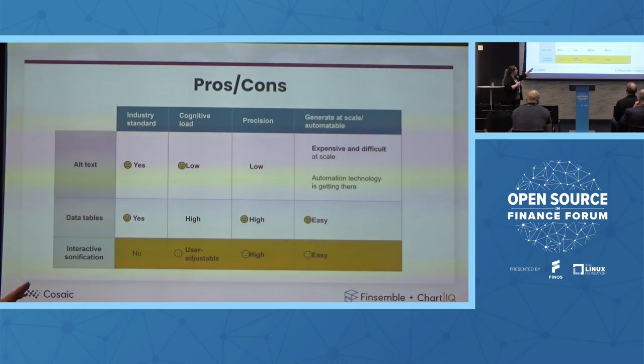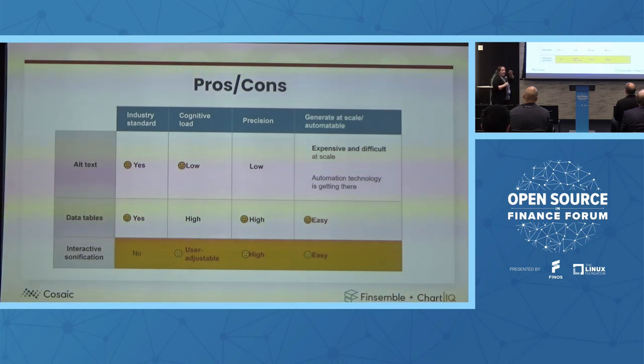Data tables are around, they're an industry standard. The cognitive load is very high because you have to hold all of that in your brain just to process it. But the precision is very high. You do get access to exactly what you want once you find it. And it's pretty easy to generate at scale generally. There's a giant asterisk on that. If you have more than 10,000 data cells, it'll crash your screen reader. Please don't do that. You need to implement pagination at that point and also formatting. And look, it's theoretically easy, especially if you only have a couple hundred data points.